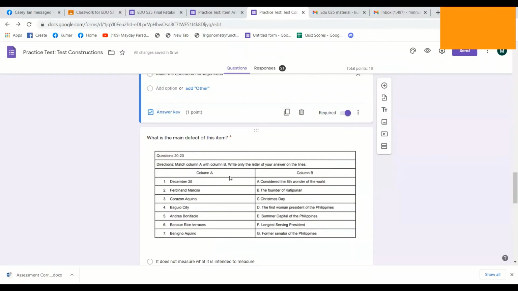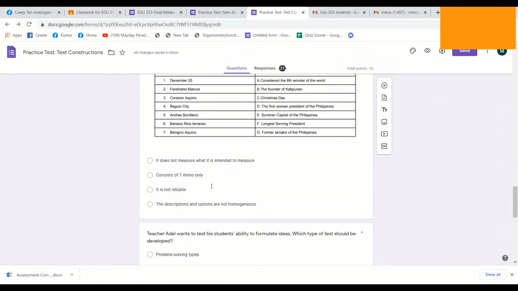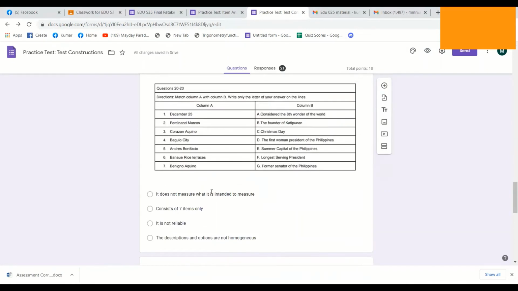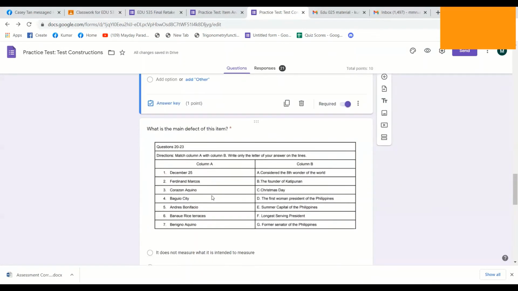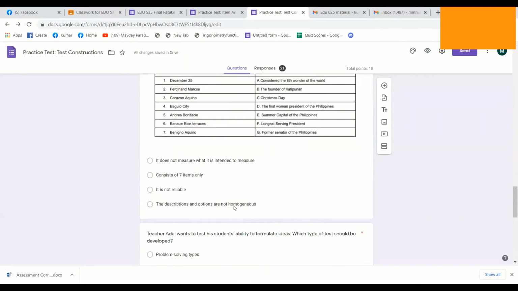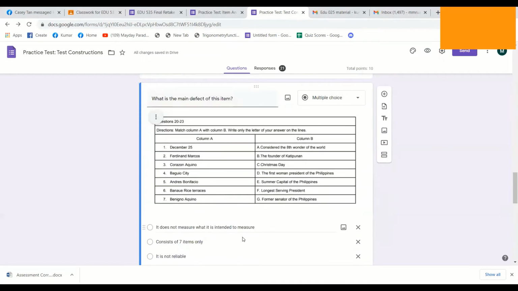Next here, I can see that test items are not homogeneous. Test items are not homogeneous. There are dates, there are cities, there are presidents and heroes. But do we have it here? Okay, so we have it here. So, letter D is the answer.